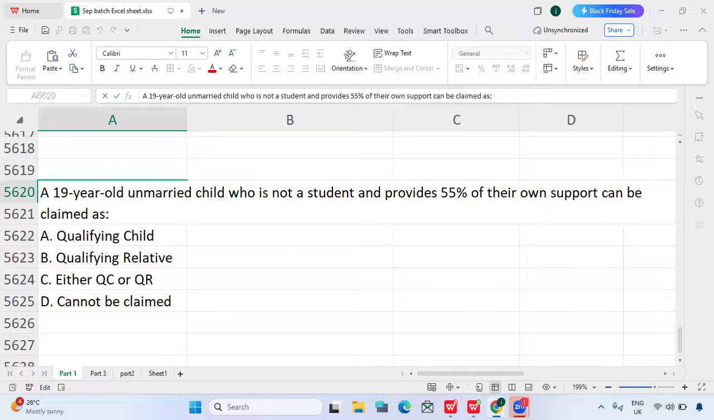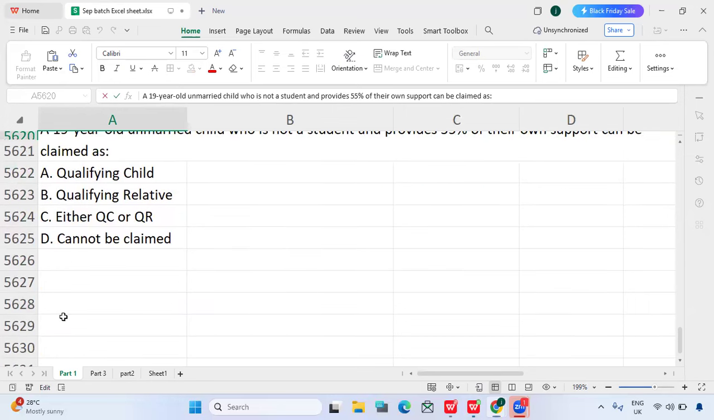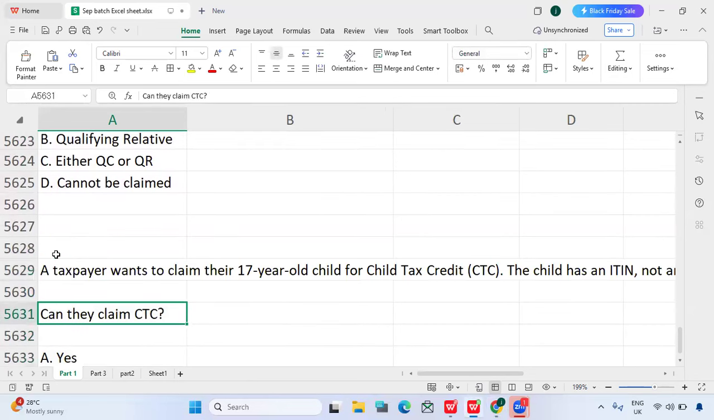So what is the answer, guys? Fifth one. A 19 years old unmarried child who is not a student and provides 55% of their own support can be claimed as? Cannot be claimed as a dependent. You are right. So I think you know everything, but you are testing me, right?